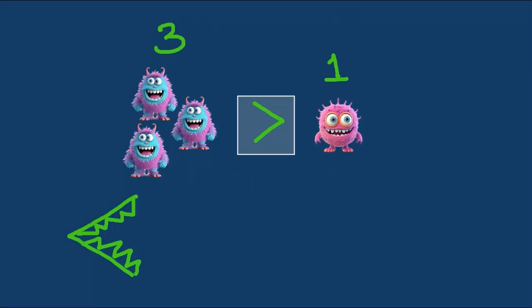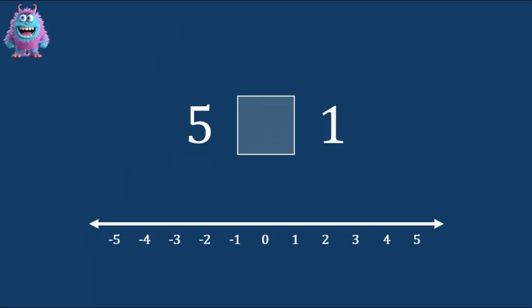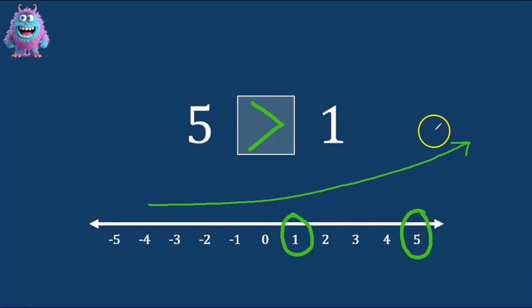Let's start working with the number line. On the number line, we can definitely tell which numbers are bigger when we're talking about positive numbers. So this is just like we have 1 monster and 5 monsters. The alligator is always going to eat the higher quantity. When we're on the number line, that means that the 5 is greater than the 1. And that's because it's further to the right of the number line. So the number line gets bigger as it goes to the right.